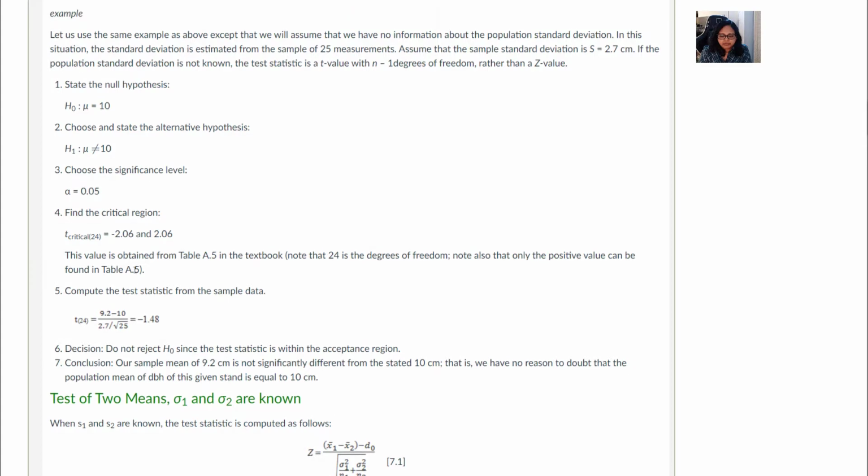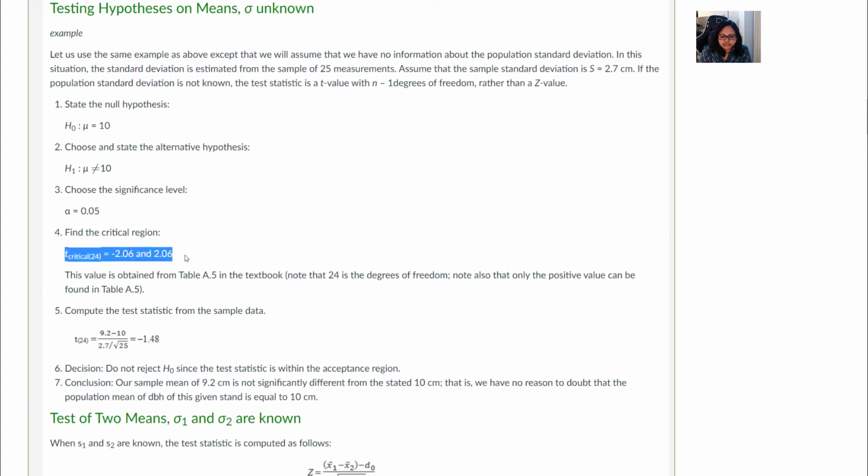Using the sample, when we do that, then we are going to use the t-test, and in the t-test we have to use the t-critical values. That's the difference we have. That means you cannot use the z value. So the t-critical value, you see that there is a difference.